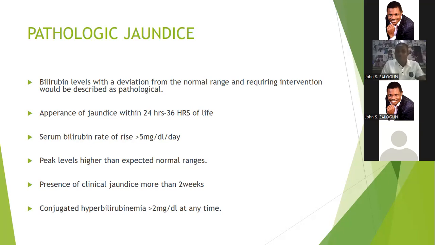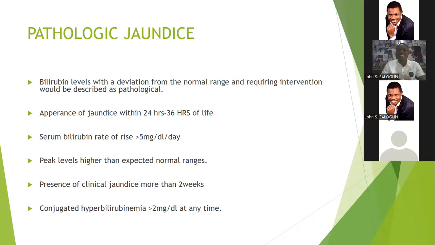Greater than 5 milligrams per dL per day, or greater than 5 milligrams per dL per hour, is pathologic. Also, if the peak levels are higher than expected for normal ranges, it is pathologic. There is what we call a nomogram: when you get the value of the serum bilirubin, you also get the age of the child in hours, and then you plot it against your graph. When the level you plot is higher than what is expected for the age of that child, it is pathologic.